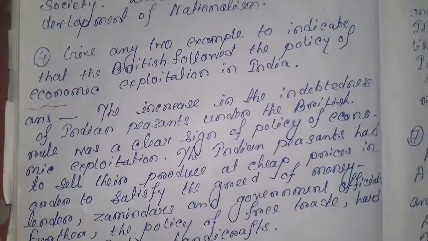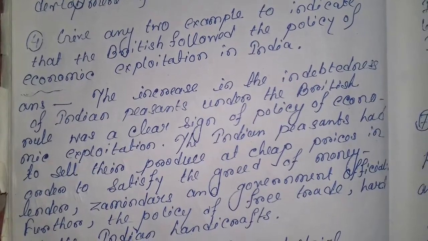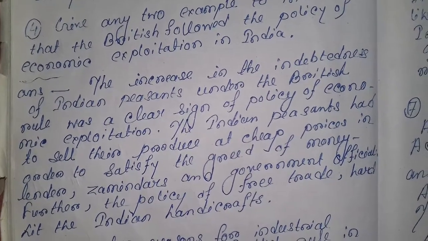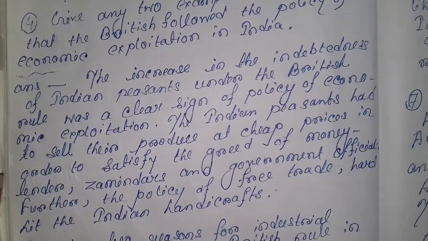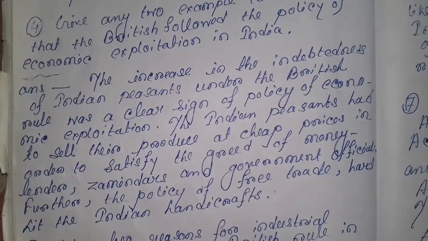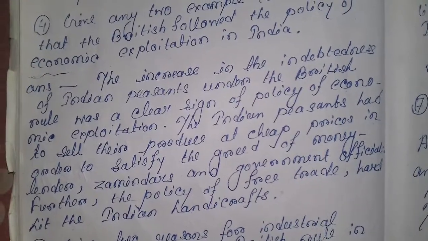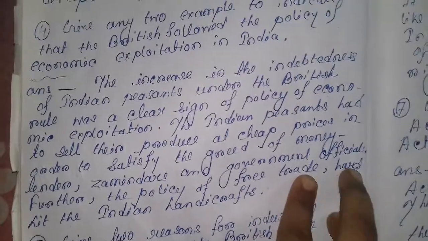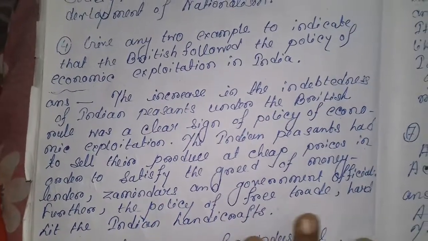Number 4. Give any 2 examples to indicate that the British followed the policy of economic exploitation in India. Answer. The increase in the indebtedness of Indian peasants under the British rule was a clear sign of the policy of economic exploitation. The Indian peasants had to sell their produce at cheap prices in order to satisfy the greed of moneylenders, zamindars and government officials. Further, the policy of free trade had hit the Indian handicrafts.